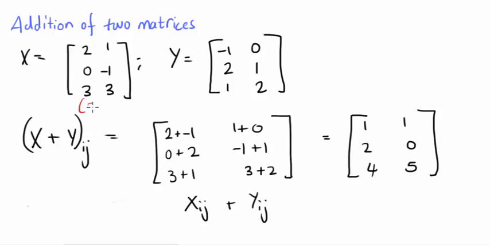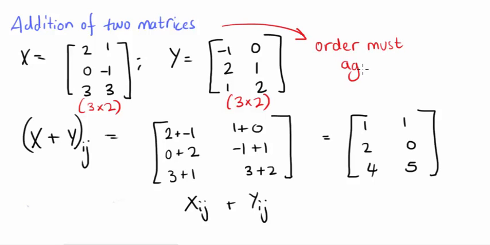Here X was a 3 by 2 matrix because it has 3 rows and 2 columns, and Y was a 3 by 2 matrix. In order to add two matrices together, the number of rows and columns in each must be the same. That is to say, the order must agree. So if I was to define another matrix, M equals 1, 2, 2, 1, then I wouldn't be able to add this matrix to either X or Y.